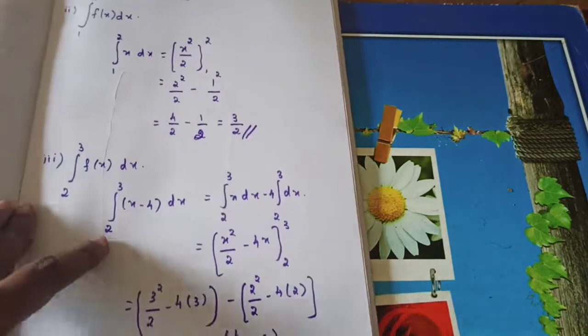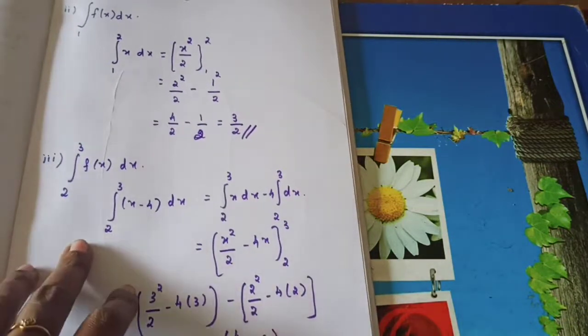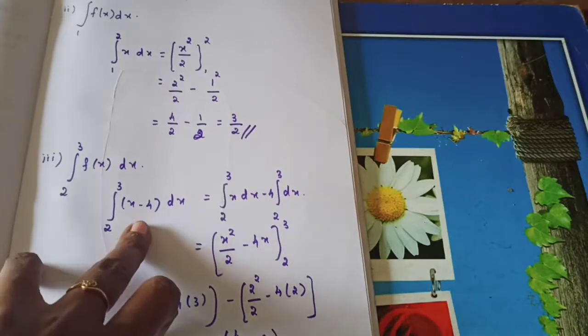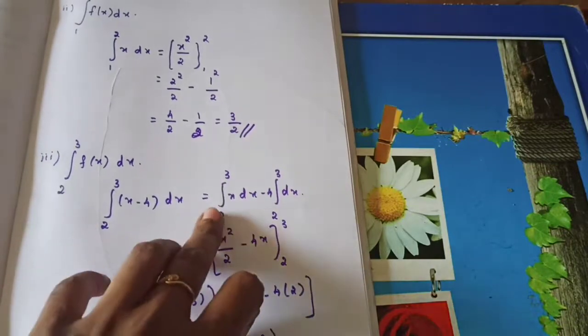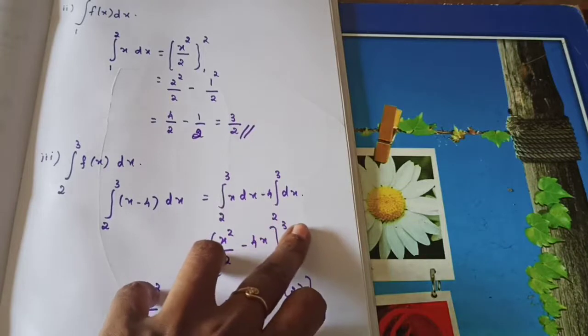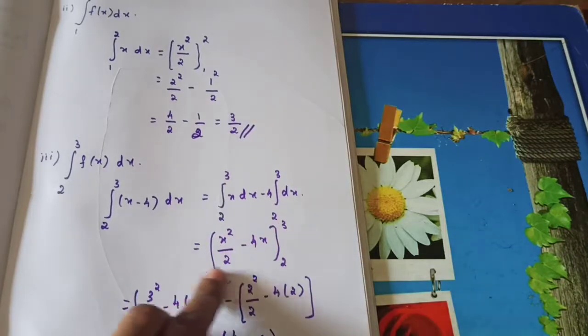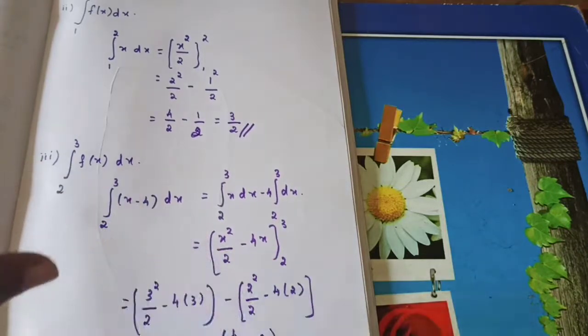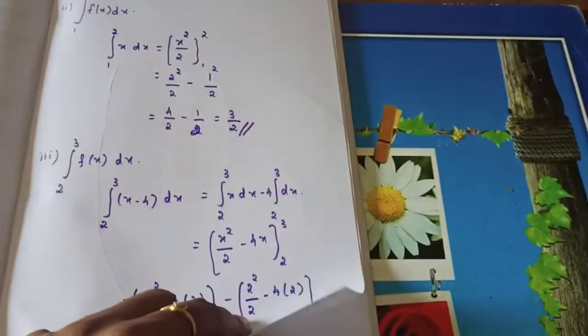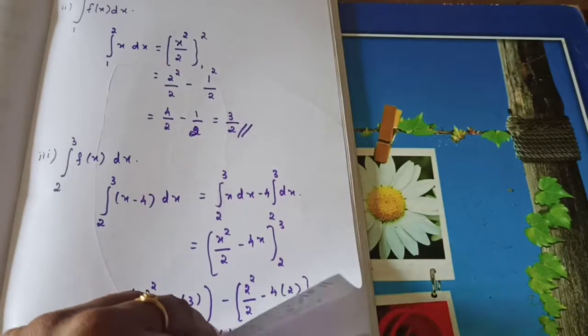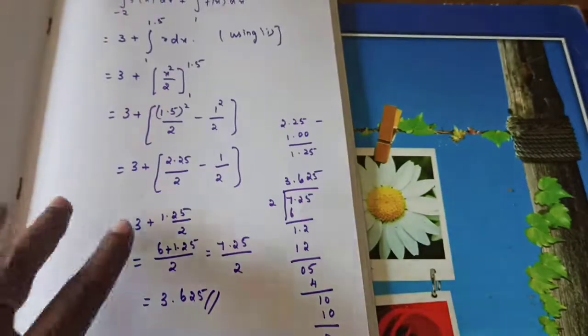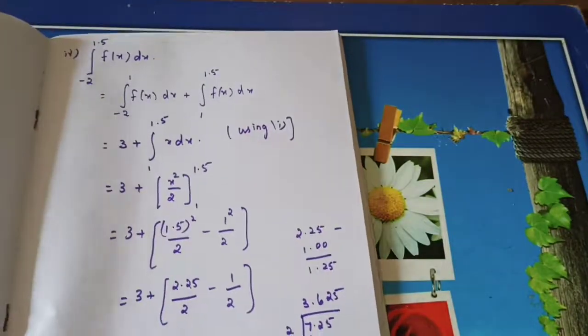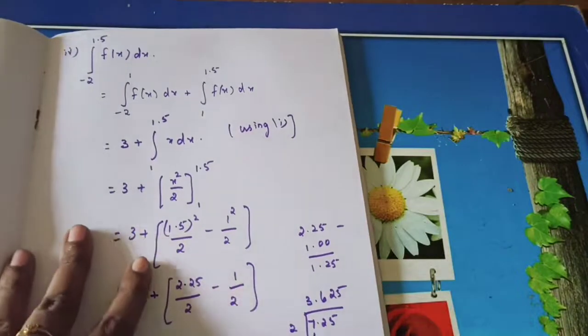Then 2 to 3 means it will lie in the third interval. So for the third, x minus 4 you need to substitute. Here I have split it as x dx minus 4 dx, integrated and substituted the value. You get the answer. It will be very easy, because of that I am just explaining; I am not going to waste the time. Understand?